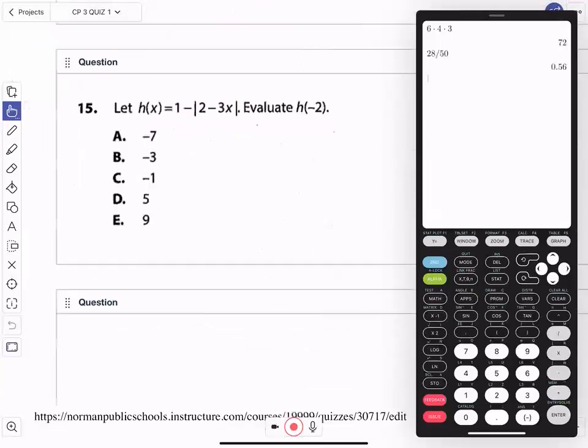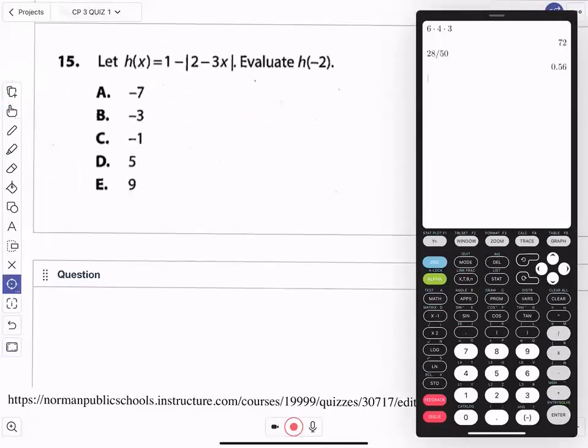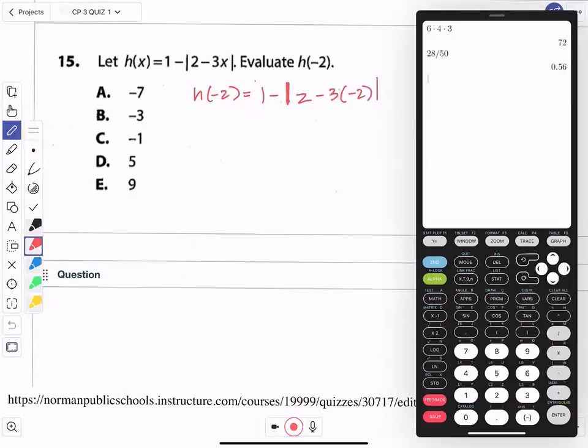So 56%. Problem 15 says, let H be this function, evaluate H of -2. So you're plugging -2 in for X. So setting things up here, you're plugging in -2. I just want to remind you, anytime you have absolute values, you don't use it like parentheses. You don't distribute. Please do not distribute. I can't emphasize that much more than that.